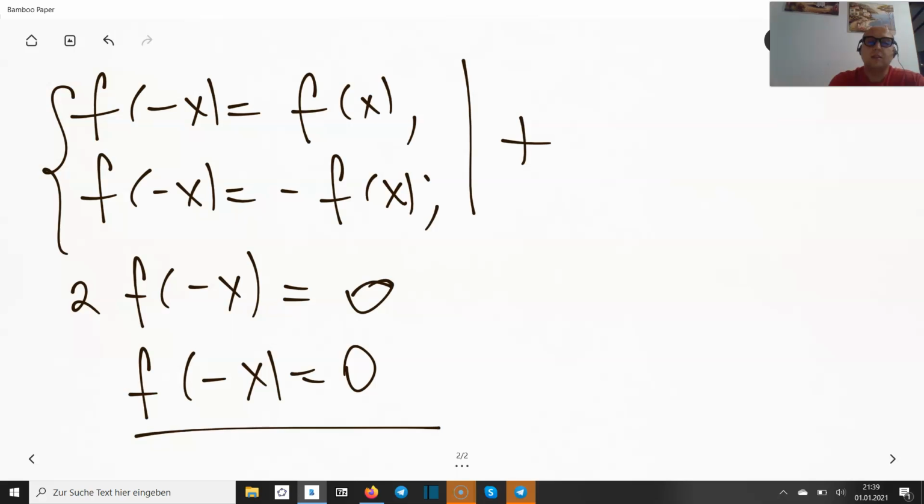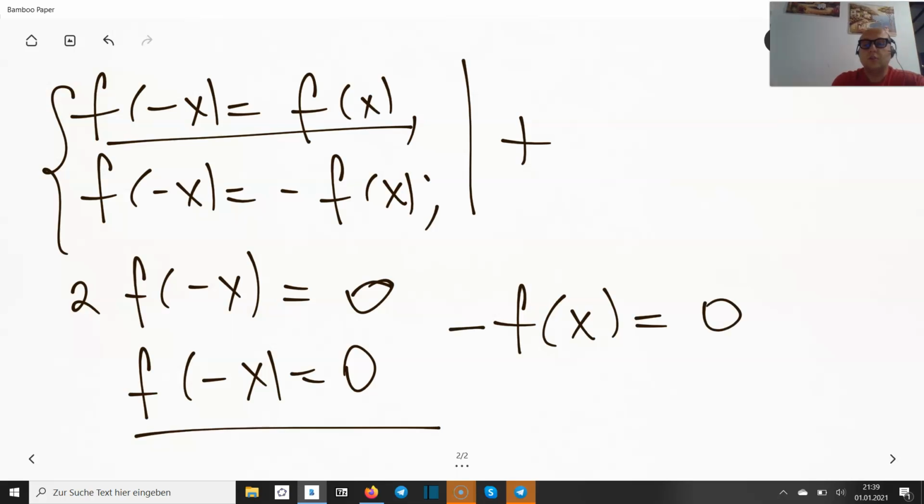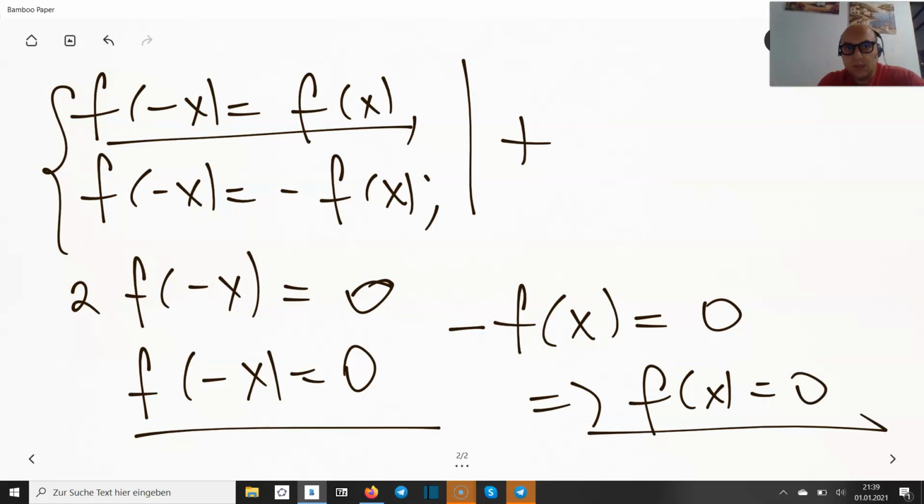And since f of minus x and f of x should be the same, that means that f of x times minus 1 should be 0. So that means f of x is 0, which proves the only function which is odd and even at the same time is the zero function. It's nice to know, because if you have to prove some symmetry properties, and you're done with, for example, the even property, you're done totally, because you don't have to prove that this function is odd, because the only function which has both properties is the zero function. So it's a kind of shortcut. I hope it will help you one day.